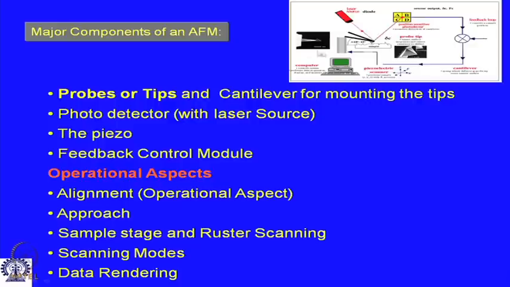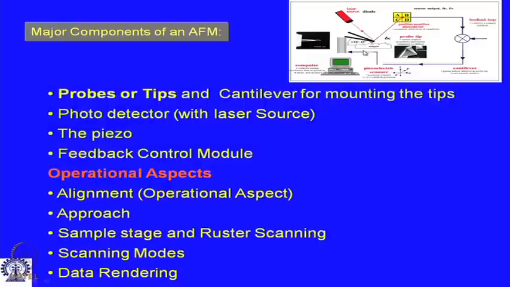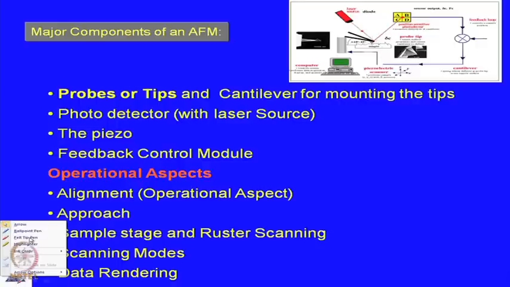This particular figure, if you look carefully, you will find the existence of some of these. Let me see if I have this image somewhere. No, I don't have it, sorry. So, some of these components you can already see. For example, here you can see the probe or the tip that is mounted. Here is the probe or the tip. It's a little smaller image, but we will show you a bigger one, don't worry.